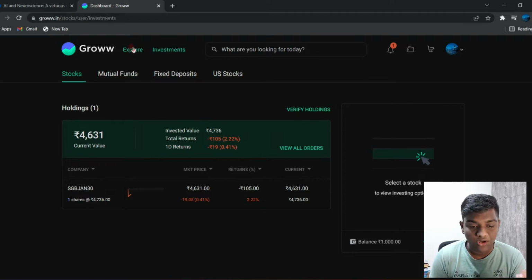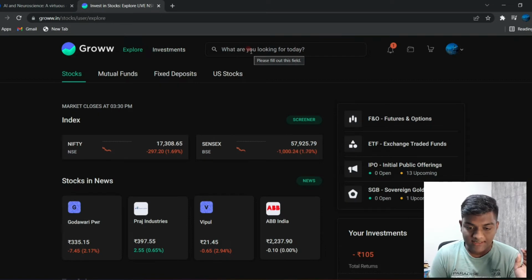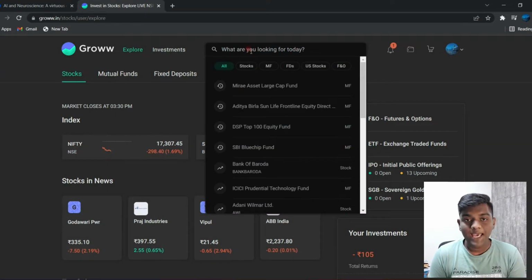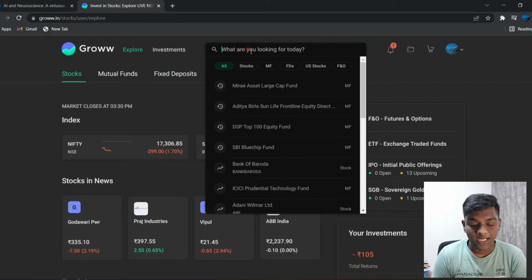Let us buy a stock now. Let us actually buy a stock and see how it works. So now I'll type a stock name. So let's type ITC.